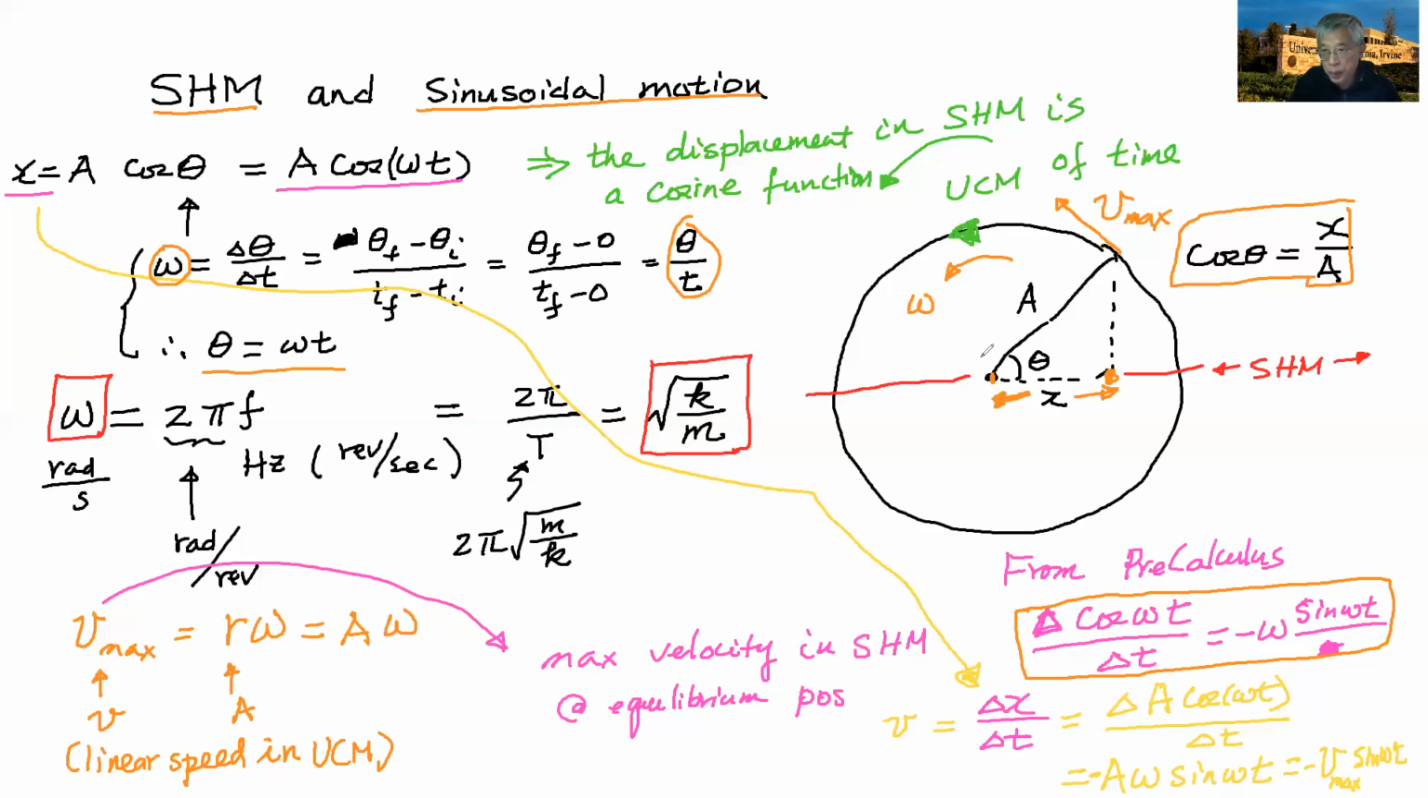So a omega, which is r omega. Remember, we have v max, which is equal to r times omega, but r here is a, so it's a omega. So v max, which is the linear speed in UCM, is also the max velocity in SHM, right here at the equilibrium position. So a omega is v max, the maximum velocity in SHM. Then you have minus v max times sine omega t.